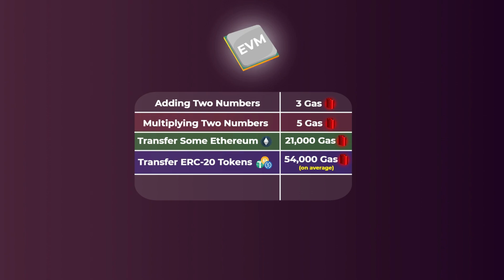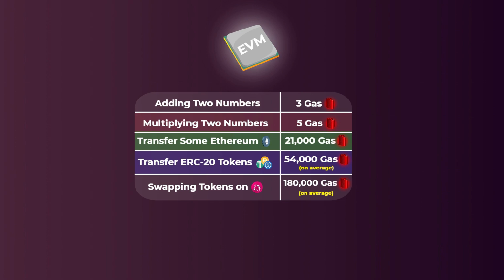So the more complex the transaction, the more computations it needs, and the more gas units it takes. For example, swapping some tokens on Uniswap may take on average around 180,000 gas units. This is because interacting with applications requires more computations than sending some Ethereum coins.